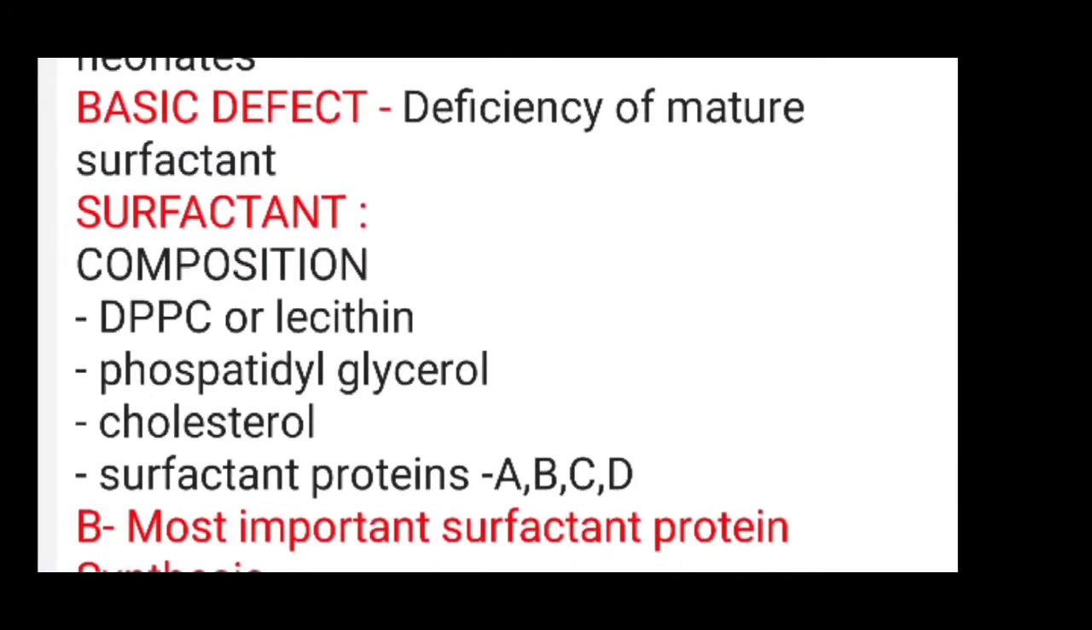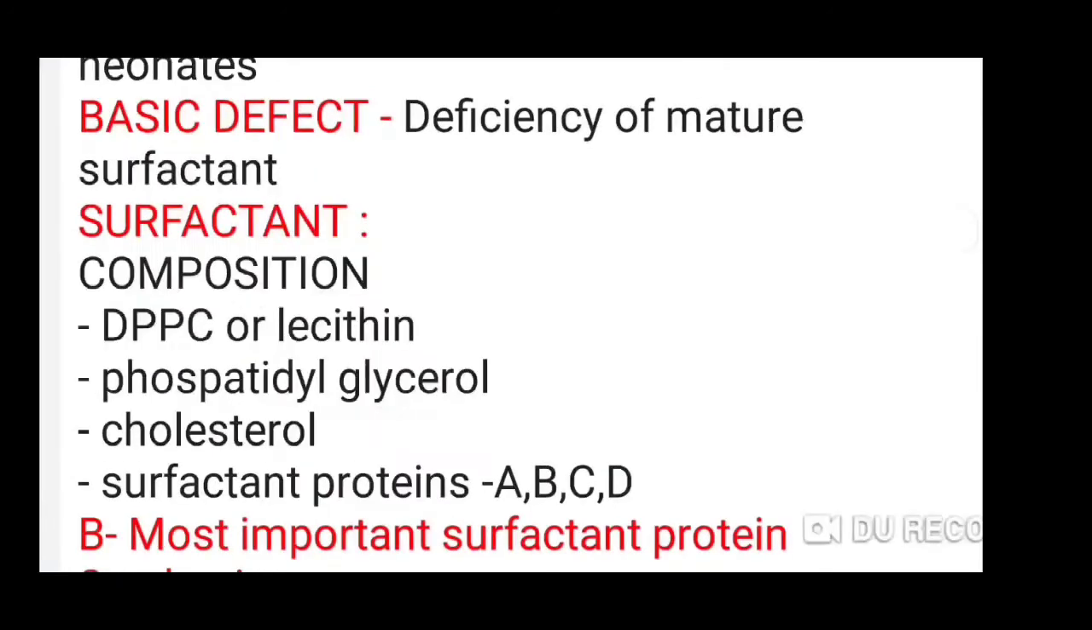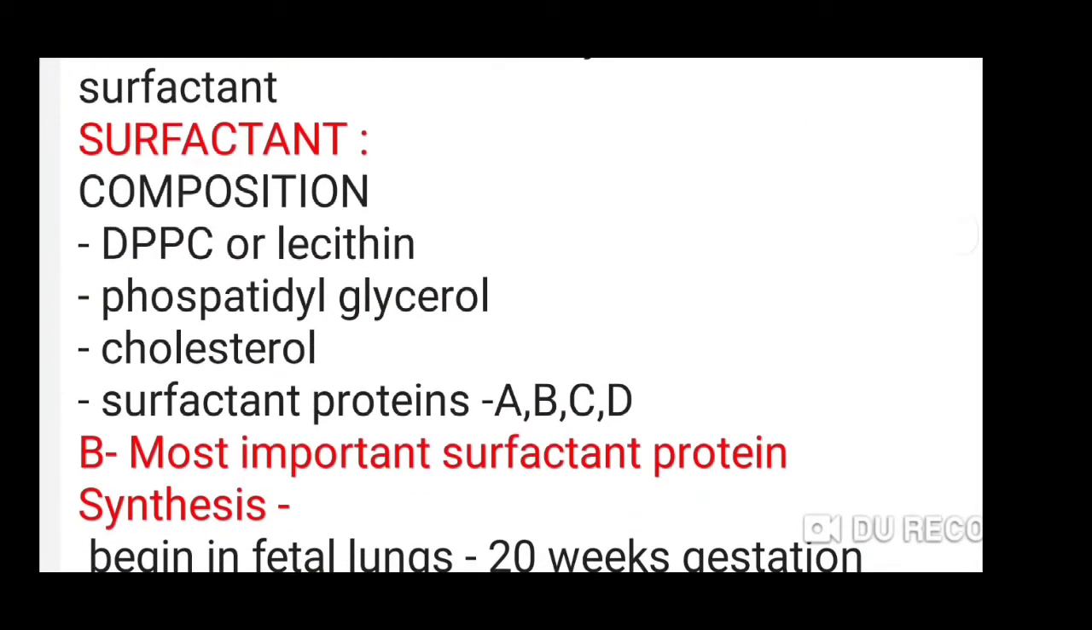Now we will see the composition of the surfactant. In composition we can see DPC, or lecithin. DPC means dipalmitoyl phosphatidylcholine, or lecithin, phosphatidylglycerol and cholesterol, and surfactant proteins, which are 4 types: A, B, C and D, but the most common and most important surfactant protein is type B.